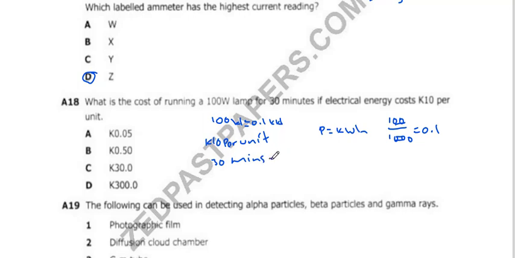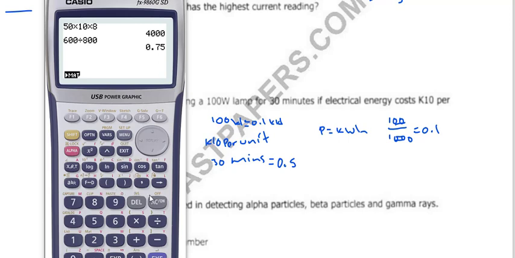And this 30 minutes is equal to how many hours? How many hours are in 30 minutes? We've got half an hour, which is 0.5. And we are simply going to say 0.5 multiplied by 0.1, and that gives us 0.05.